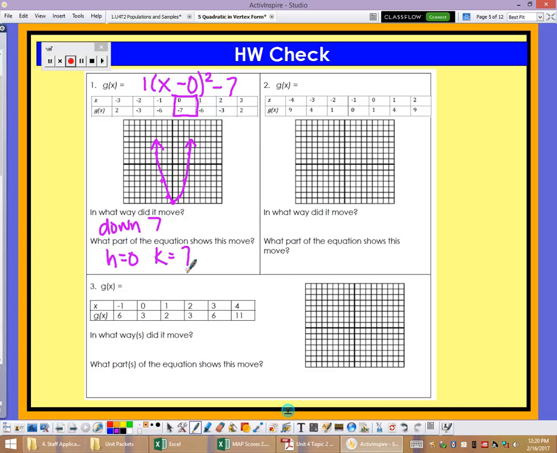Next, Sahara. What's my vertex here? -1, 0 is my vertex. Okay. And my pattern is going up 1, up 3, up 5. All right. So what's your a value? 1. What's your h value? And what's your k value? What's my equation?